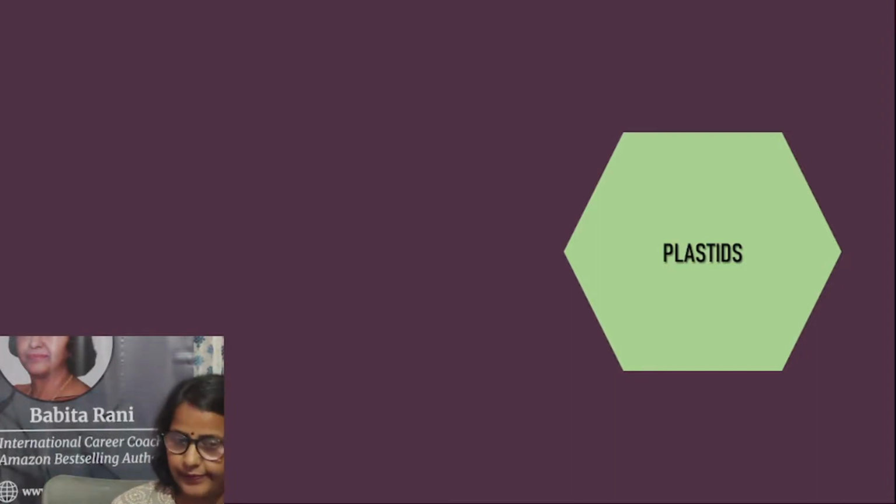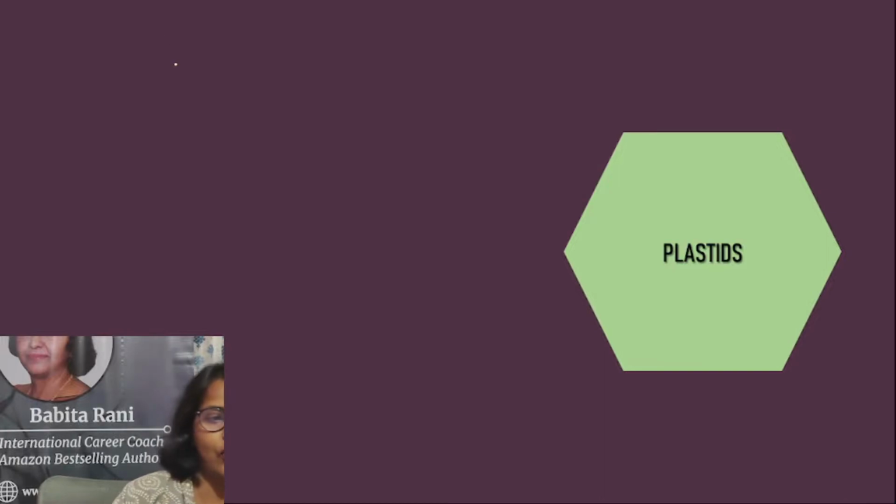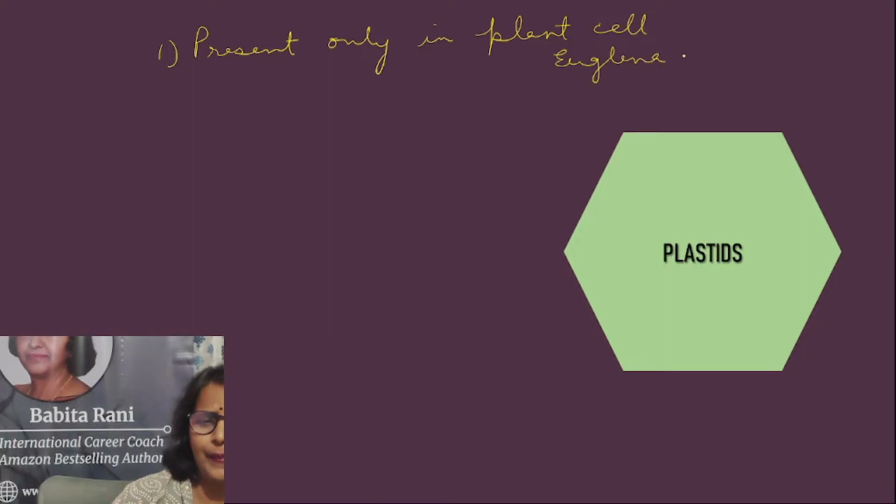Next is plastids. This is an organelle which is present only in the plant cell. This is absent in the animal cell. Some euglena may have it, some protists have it. An example is euglena. Two types of plastids are found. What are those two types?